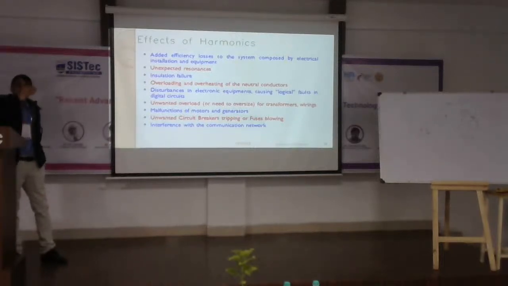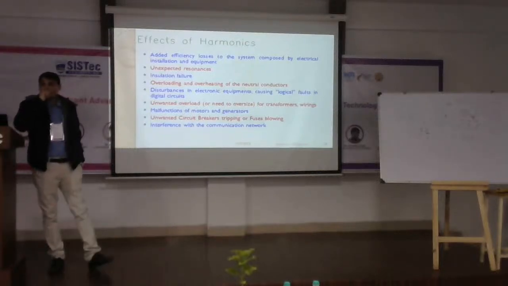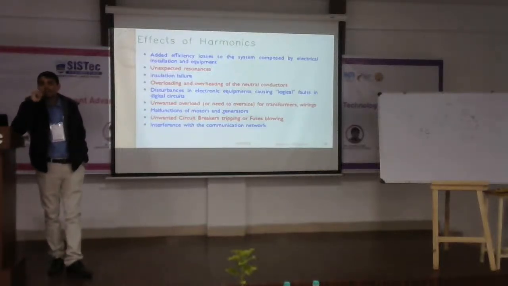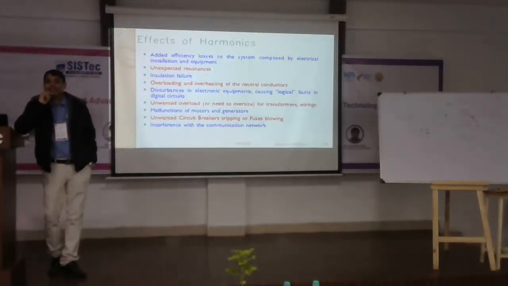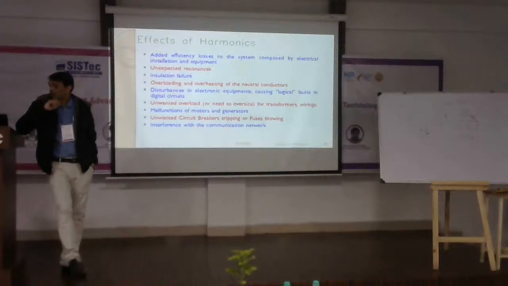Sometimes the speed will be higher, sometimes lower. If the generator speed varies, what will happen? Suppose there is a generating plant and we are using a synchronous generator. What will happen? The frequency will change. When the frequency changes, the whole system will have a problem. So that is the thing.